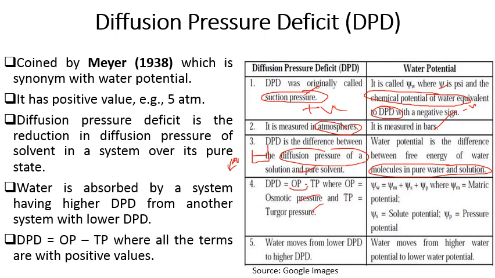We can calculate DPD by this equation: osmotic pressure minus turgor pressure, where OP is osmotic pressure and TP is turgor pressure. Water potential is calculated using these terms: matric potential plus solute potential plus pressure potential plus gravitational potential. Psi s is solute potential and psi p is pressure potential. So these terms are used for calculating water potential. Water moves from lower DPD to higher DPD, which I have already discussed.